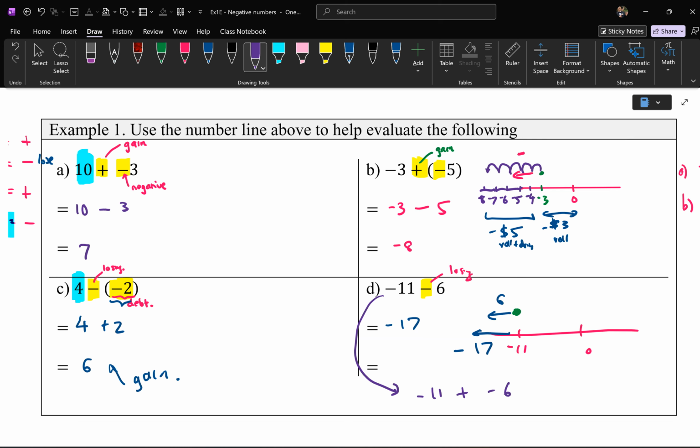Now notice my layout. In your exercise books and in your homework, what I don't want to see is this. I don't want to see 1A, 7, 1B, -8, 1C, 6. Because in 6 months' time, if I asked you to flick through your exercise book and you get back to this and I'm like, what was that question about? You can't say anything to me.